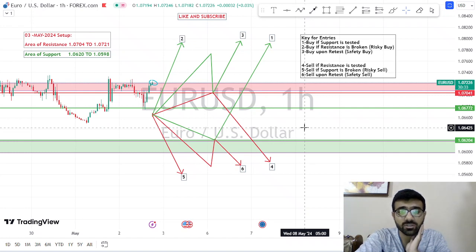Okay, so that's all. Just do safe trading and never ever risk more than 1% of your total equity.